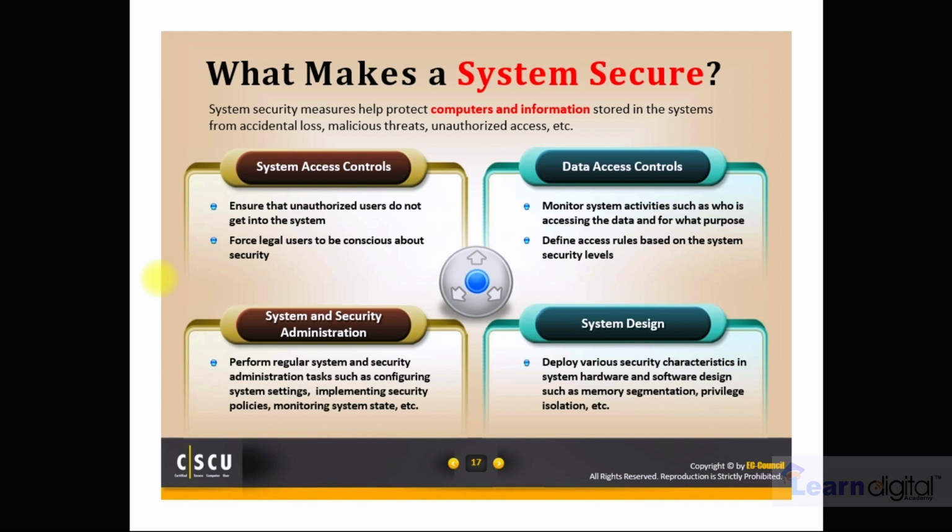The third point is data access control. The first is monitoring system activities, such as who is accessing the data and for what purpose. Then define your access rules based on your system security levels. And then the next point is system design. That means you need to deploy various security characteristics in system hardware and software designs, such as memory segmentation or privilege isolation, etc.